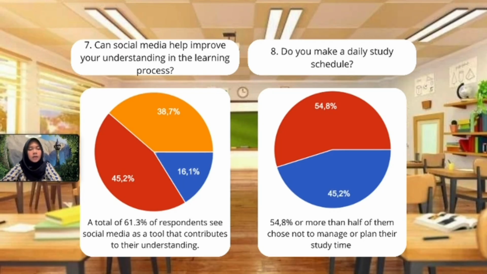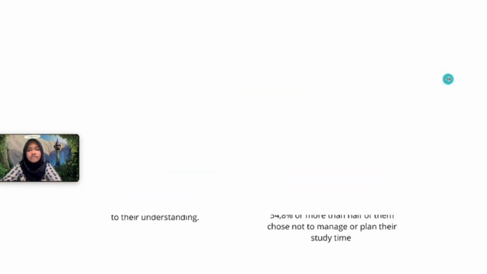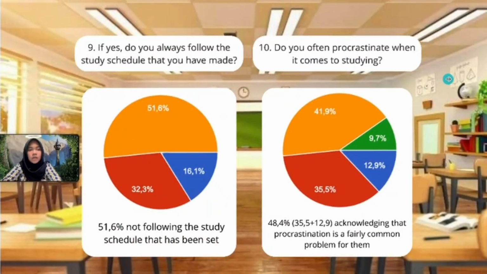Next question is, can social media help improve your understanding in the learning process? A total of 61.3% of respondents see social media as a tool that contributes to their understanding. Then next, do you make a daily study schedule? 54.8%, or more than half of them, choose not to manage or plan their study time. Next question, if yes, do you always follow the study schedule that you have made? 51.6% are not following the study schedule that has been set.